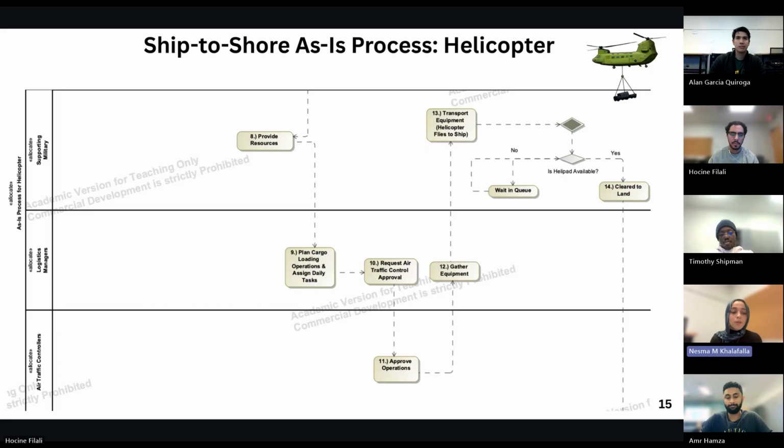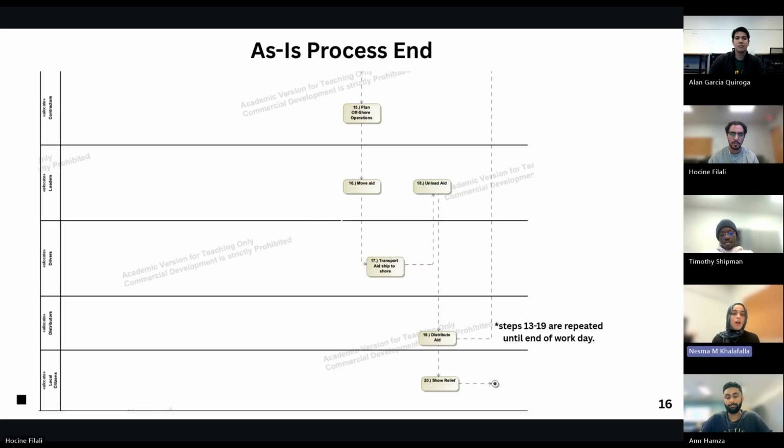Lastly is the helicopter, and the main difference here is the inclusion of air traffic controllers who also have to approve operations before any mission can be carried out. And unlike the truck and the boat, the helicopter has 3 different landing zones to maximize for time. Overall, each process ends in a similar way, where once aid finally reaches shore, then contractors take it to distribution centers who bring it to local citizens in need.